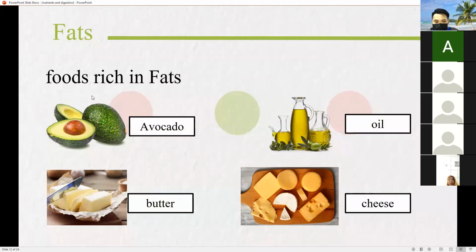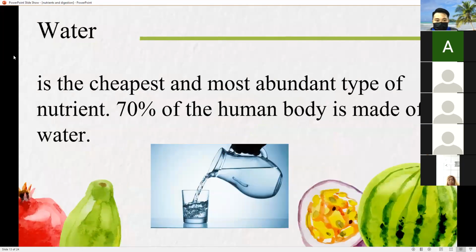So these are the foods that are rich in fats. We have the avocado, butter, oil, and cheese. Question? Do you have questions? No. Next, water.